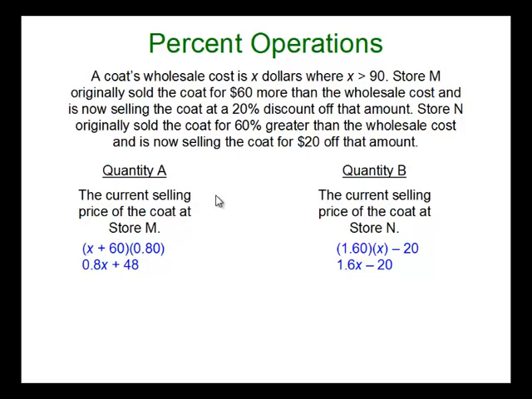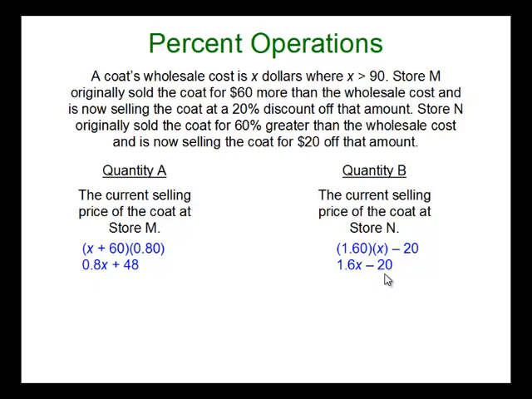Store N followed a different pricing philosophy. They marked it up a certain percent rather than a dollar amount initially. Okay, so they marked it up 60%. That's 1.6 times X. Notice the parentheses. And then they just chopped off $20 from the price. Okay, so it's just a straight up minus 20. And that simplifies this way.